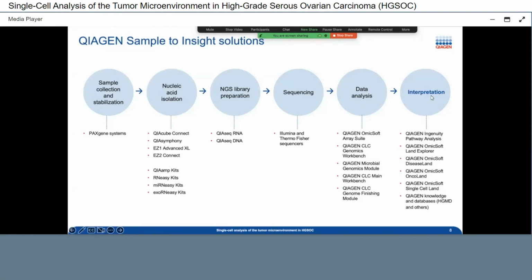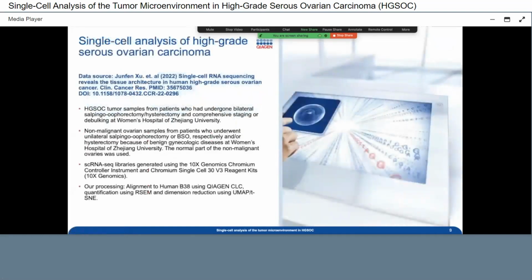And the interpretation will be using QIAGEN Ingenuity Pathway Analysis, which is the flagship for biological interpretation worldwide, tied with the Land Explorer, which is the tool that allows me to contextualize the data I found, right? And I'm going to touch base a little bit on a new database that we have released recently. So what is the case we are looking at?